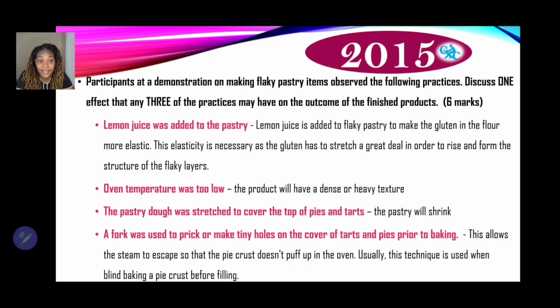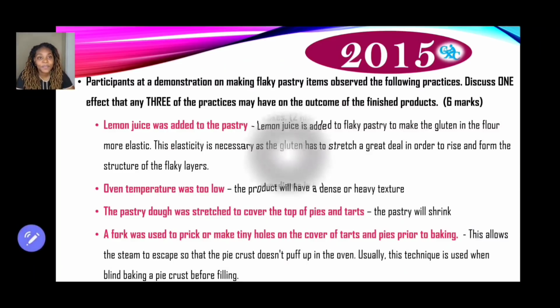A fork was used to prick or make tiny holes on the cover of tarts and pies prior to baking. Now, what does this do? This allows the steam to escape so the pie crust doesn't puff up in the oven, right? Usually, this technique is used when blind baking a pie crust before we add the filling.